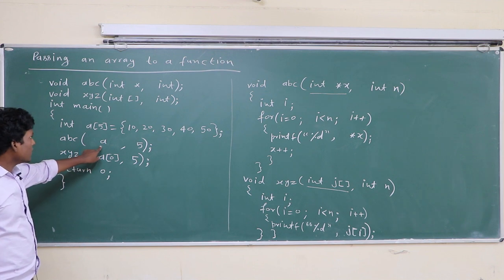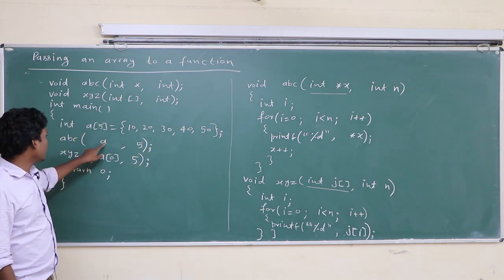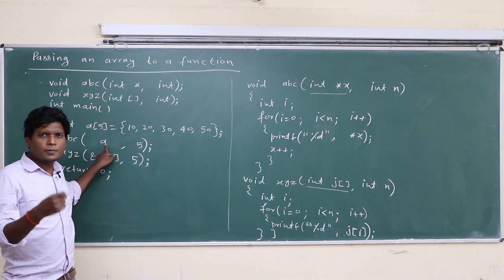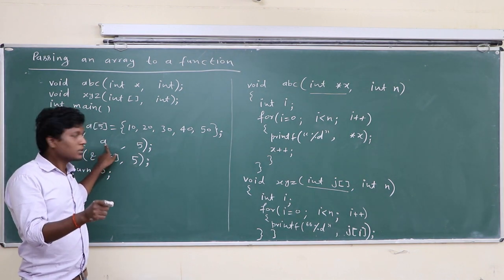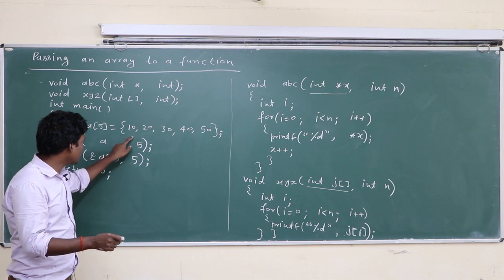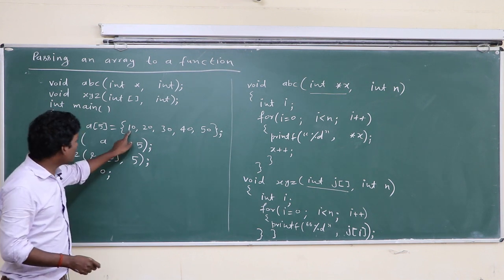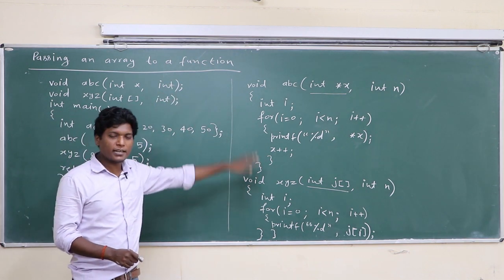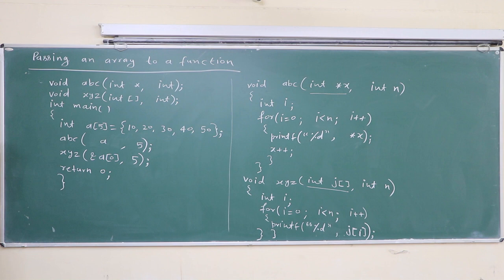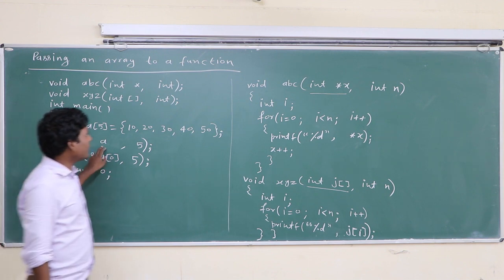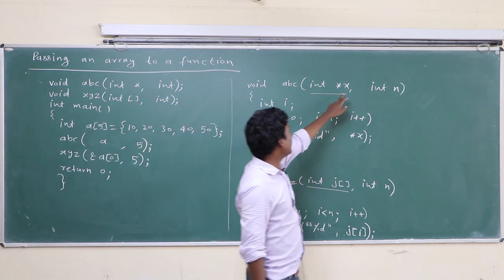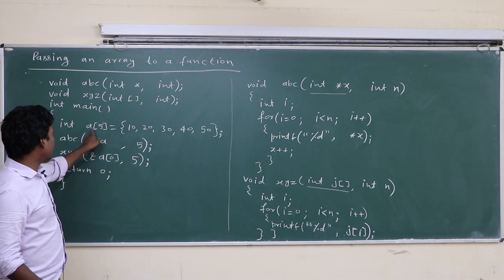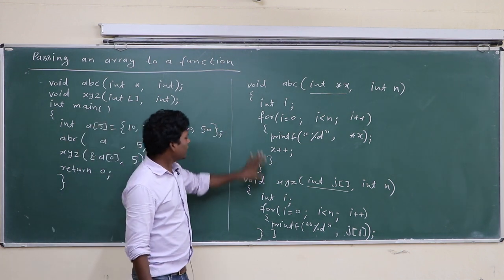Once again, this one is also true. Here a is the name of the array, and the name of the array gives the first block address. This one, the address of this location. First block address is also called the base address. So this one is also true. Once again, here a supplies the address, the address is received in pointer x, and once again the values of the array are printed in this function also.